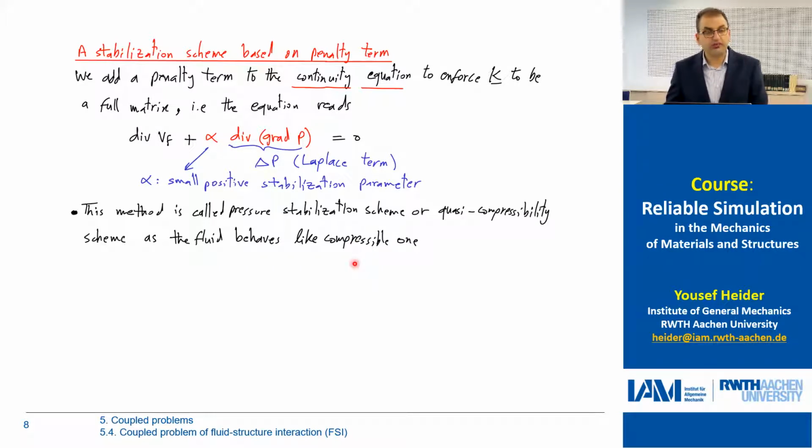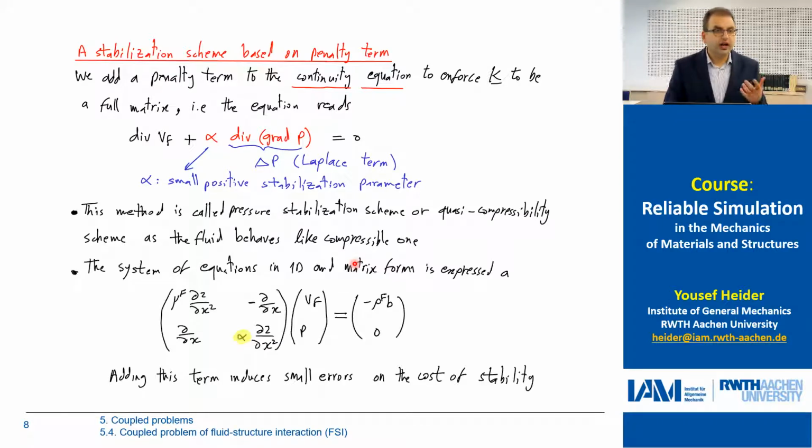As a fluid in this case behaves like a compressible one, so we add small compressibility in order to improve the stability. And if we look at the system of equations in some kind of matrix form, then we'll see that this is the term which will show up by adding this Laplace term. It's clear that when alpha equals 0, then this term will be 0. And as I said, this term induces small errors because it contradicts our assumption of an incompressible fluid. However, it will help us to get some stability.